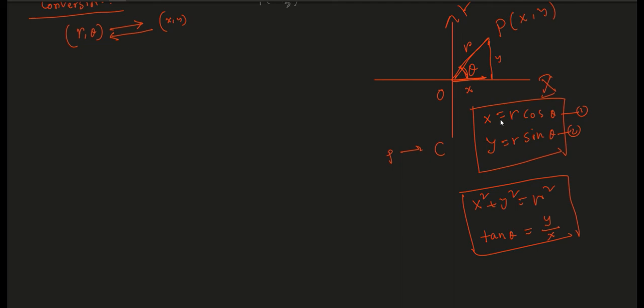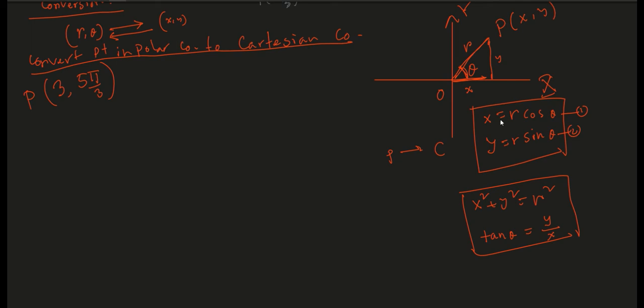Okay, let's start an example. Let's say I have this point 3 comma 5 pi over 3, and the question says convert the point in polar coordinate to Cartesian coordinate. So this is the question: convert the point in polar coordinate, meaning this point P is in polar coordinate, we have to convert this to Cartesian.